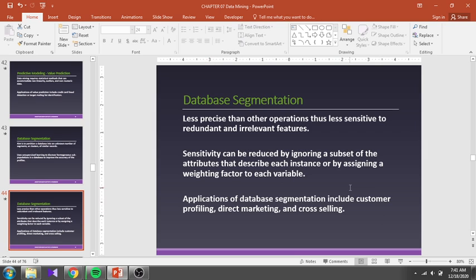And the applications of database segmentation include customer profiling. Okay, we want to distinguish between the customers. Direct marketing, we may focus on marketing to the customers that maybe have a previous purchase history with us the last time ke, and cross selling, meaning we want to introduce more products or sell more products to that customer.